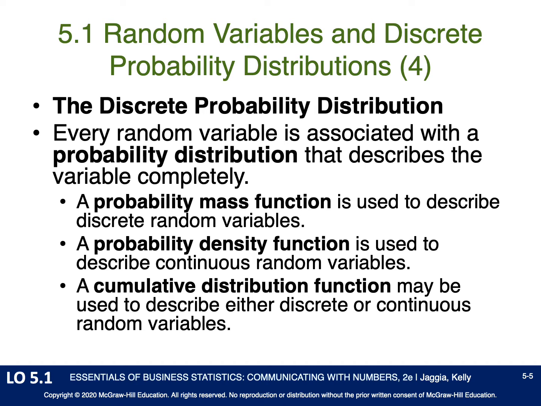So a discrete probability distribution, when we're talking about that, we're looking at what we call the probability mass function and the probability density function. And so the probability mass function is used when we have discrete random variables, whereas the probability density function is used when we have continuous random variables. And then we'll look at a cumulative distribution function, and we've looked at cumulative functions already in an earlier chapter, and that can be used for either discrete or continuous.